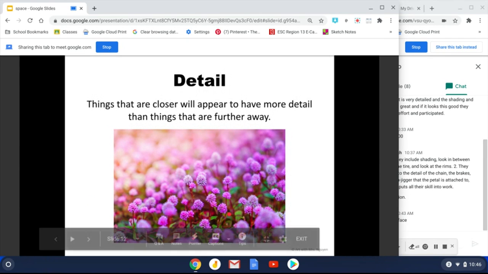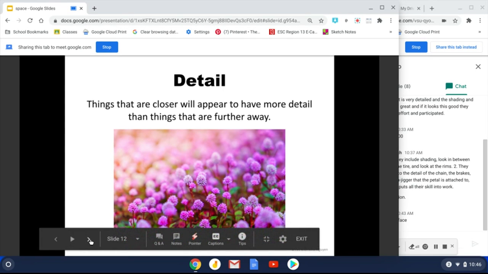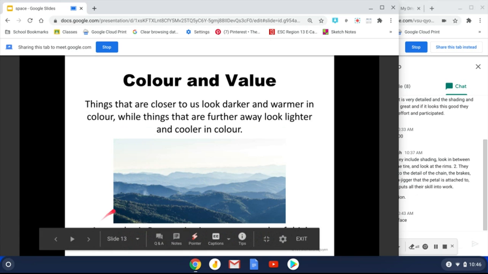Okay. Detail. So the objects that are closest to us will be very detailed and they get kind of blurry and fuzzier as they get further away. You'll get to practice that too.